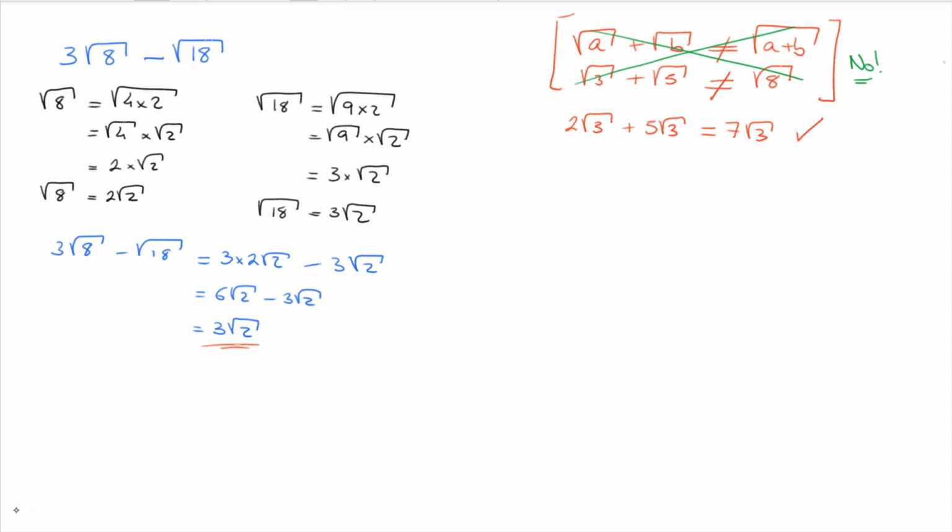Let's look at another example. Let's simplify 5 times the square root of 12, 5 root 12, plus the square root of 32, minus the square root of 75. Well, once again, the way we do this is to look at each of those square roots as though they were on their own.